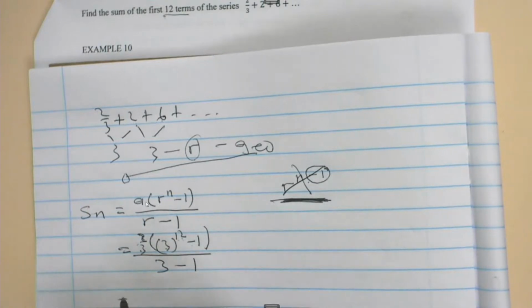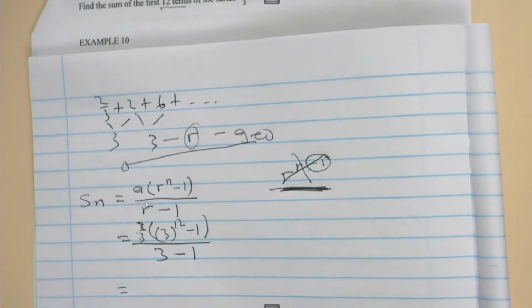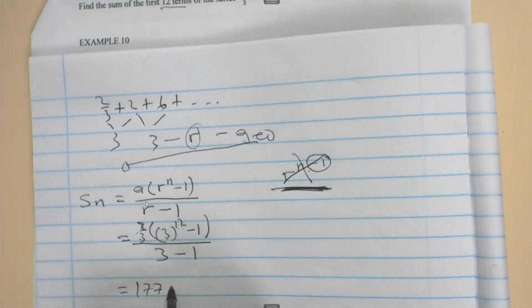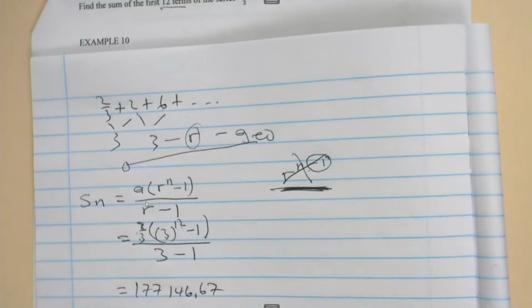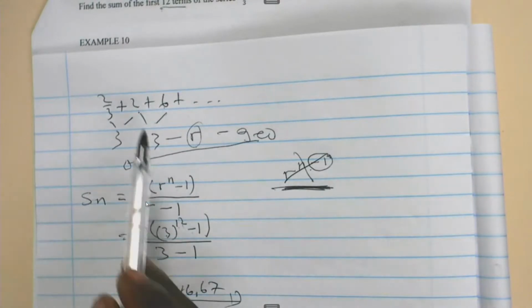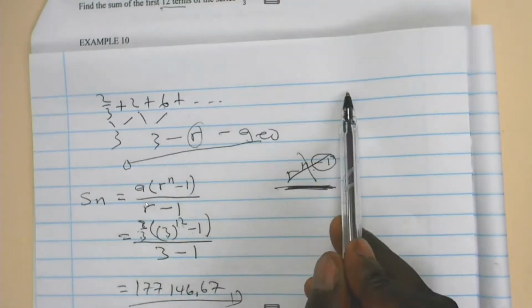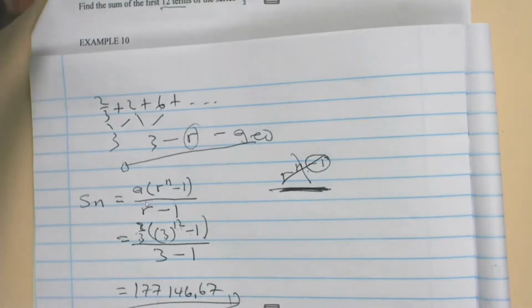If you punch this into your calculator, you are going to have 177,146.67. This would be the sum of the first 12 terms of this series. If the series continues up to term number 12 and you add all those terms, your sum would be 177,146.67. That was example number 9.